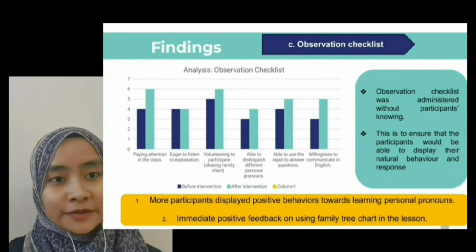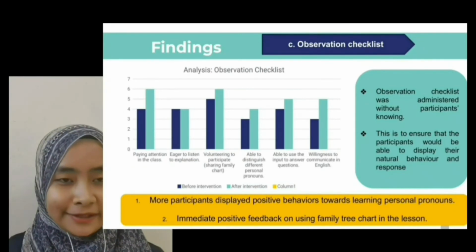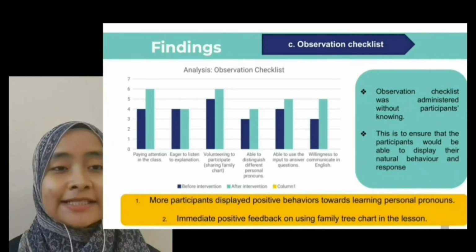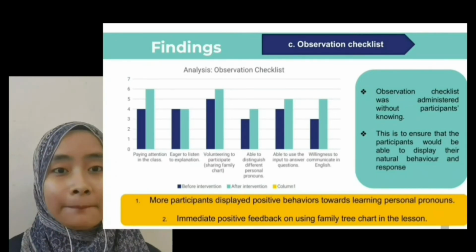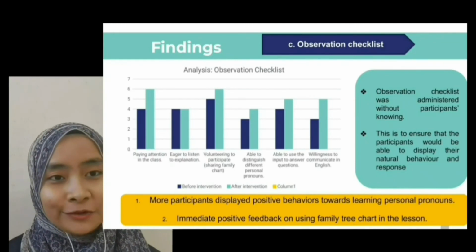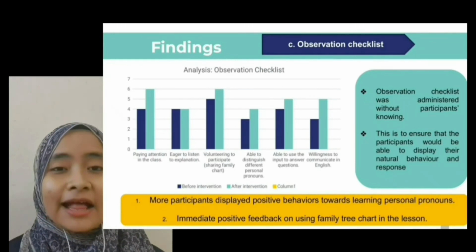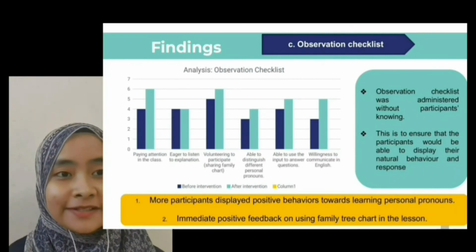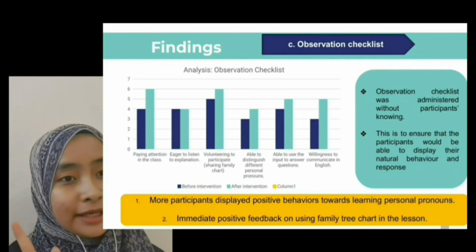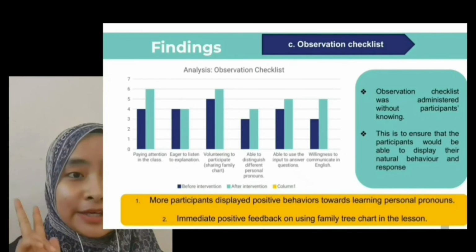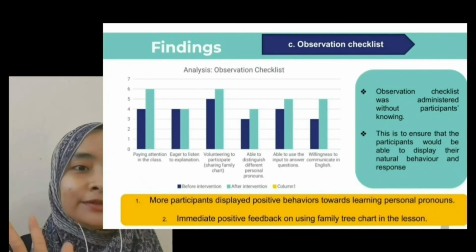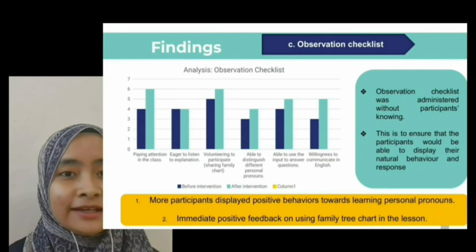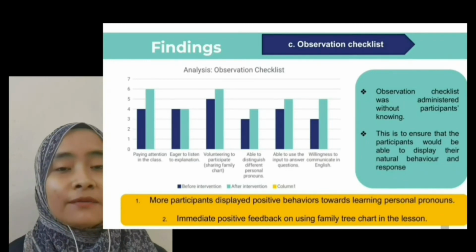The third methodology that was used in this research is observation checklist. It was carried out to report on whether the family tree chart strategy is influential on the behavior pattern and the participants' attitude towards learning personal pronouns. The checklist, as showed in the graph, showed that more participants are paying attention, eager to listen to explanations, increased participation, able to distinguish between personal pronouns, and they were more confident to use English during the lesson.